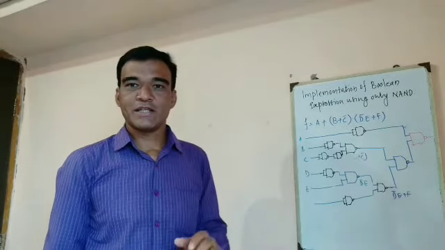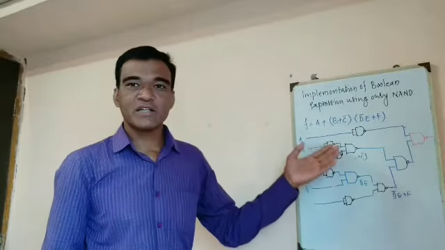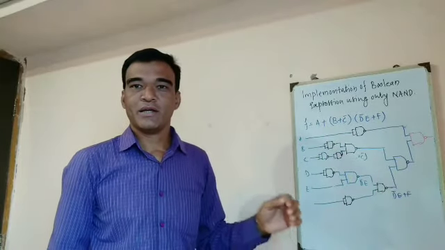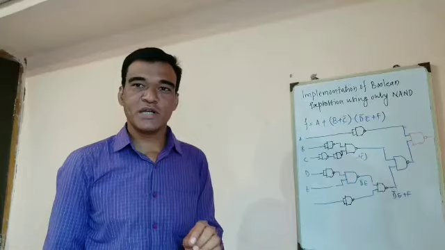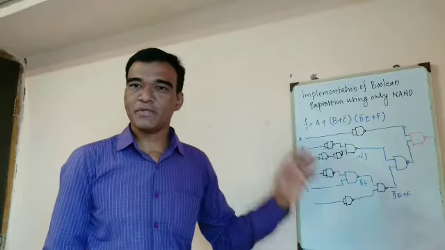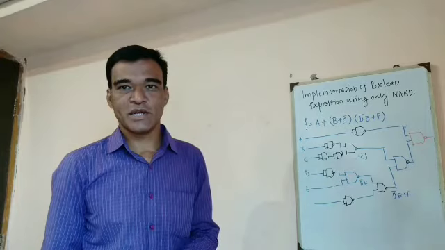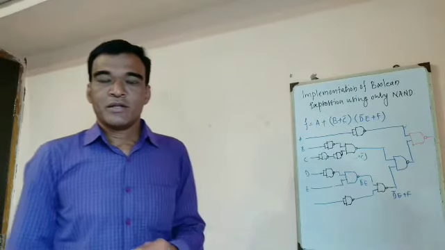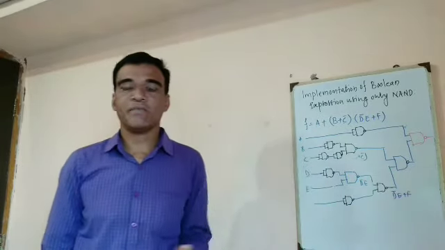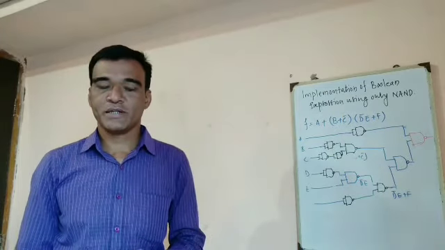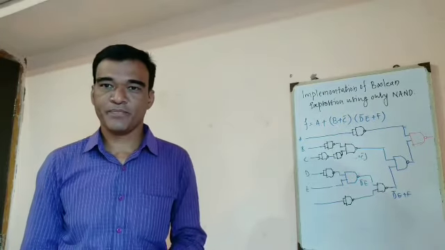And as said earlier, any Boolean function can be implemented either only by using NAND gate or by using NOR gate. Hence these are known as universal gates. This is all about how to implement a given Boolean function by using NAND gate only.